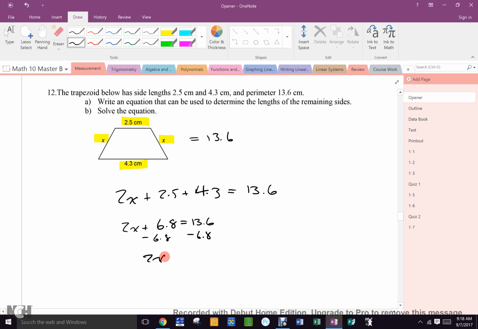So then 2x equals whatever that is. It's 6.6, but it's not 6.6. It's 6.8. Yeah. And then, of course, you would divide by 2, and x would equal 3.4.